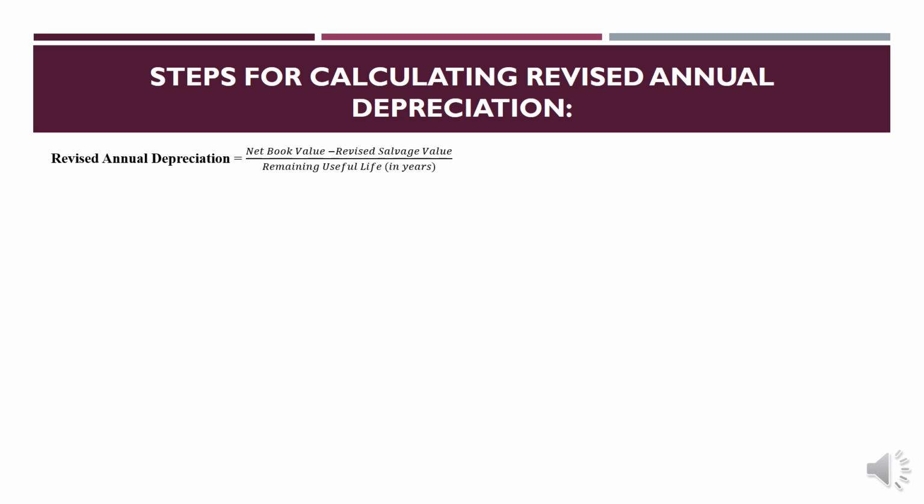Revised annual depreciation is equal to the net book value minus the revised salvage value, divided by the remaining useful life, of course in years. How can we calculate the net book value? Net book value is equal to the original cost minus accumulated depreciation before revising. So we need to calculate the accumulated depreciation before revising now.